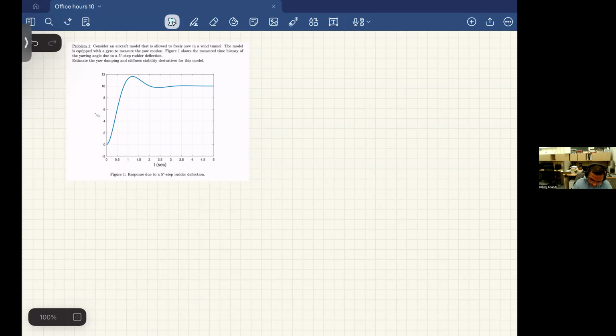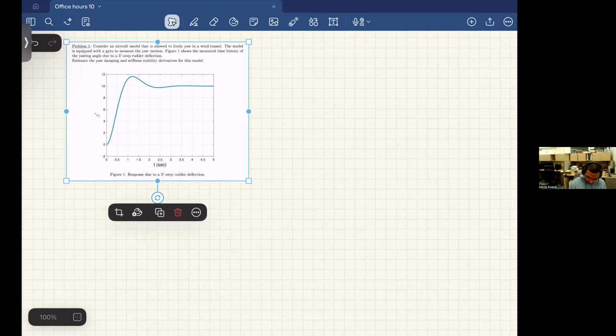So let's get started. The first question says: consider an aircraft model that is allowed to freely yaw in a wind tunnel. The model is equipped with a gyro to measure the yaw motion. Figure 1 shows the measured time history of yawing angle due to a positive 5 degree step rudder deflection. Estimate yaw damping and stiffness stability derivatives for this model. Okay, so let's get started.